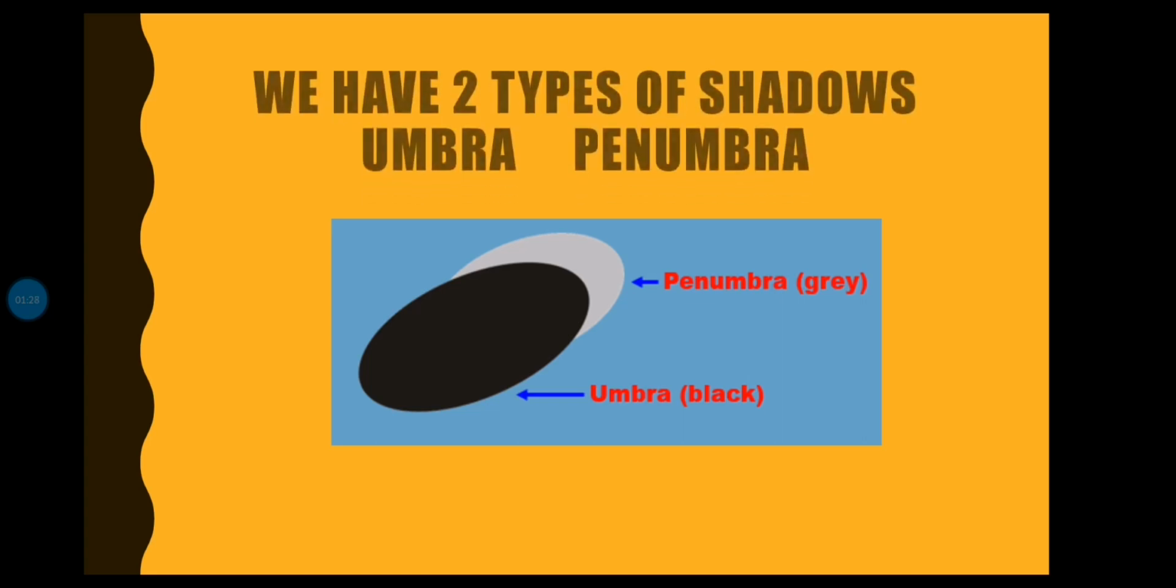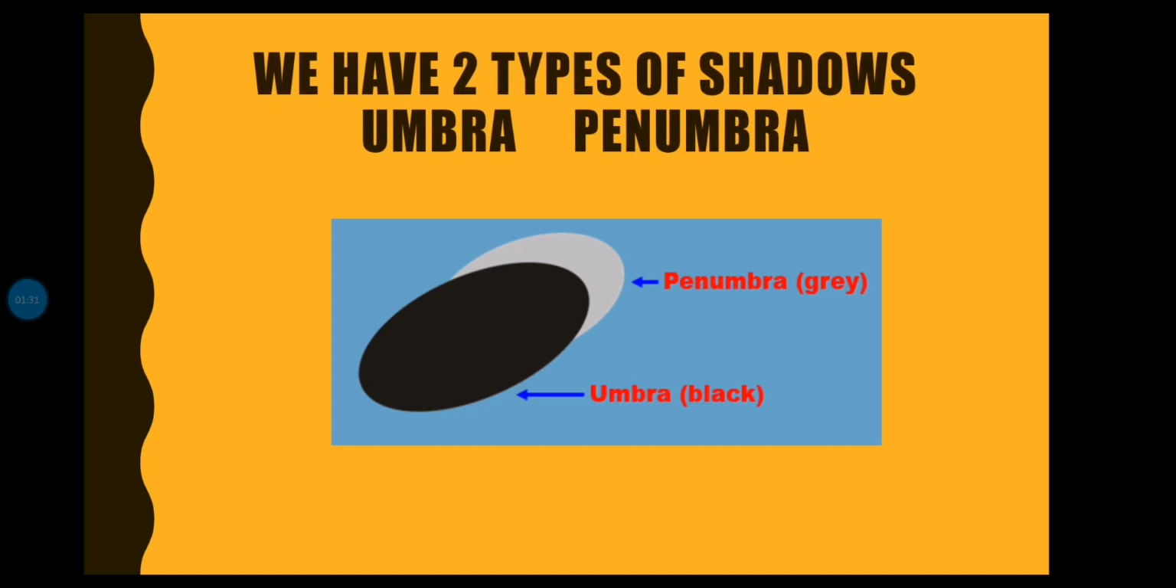I have two kinds of shadows. I have the umbra and the penumbra. What is the difference between them? The umbra, as you can see, is black. It's very dark. As for the penumbra, it's gray. Why?